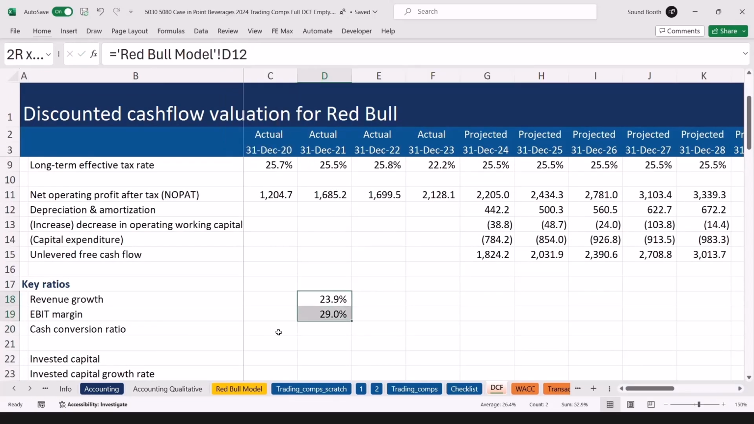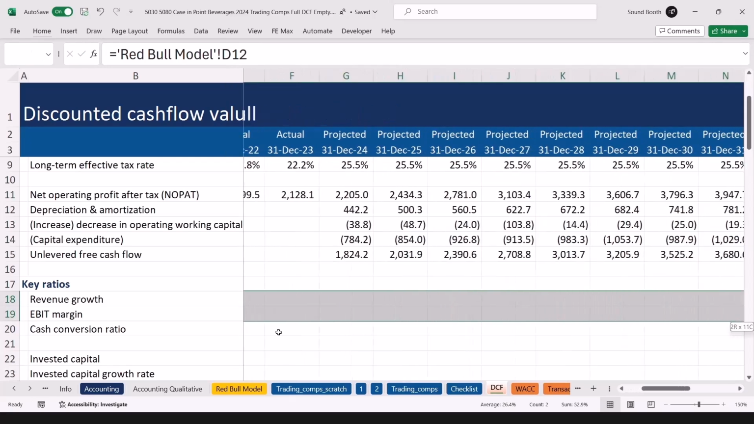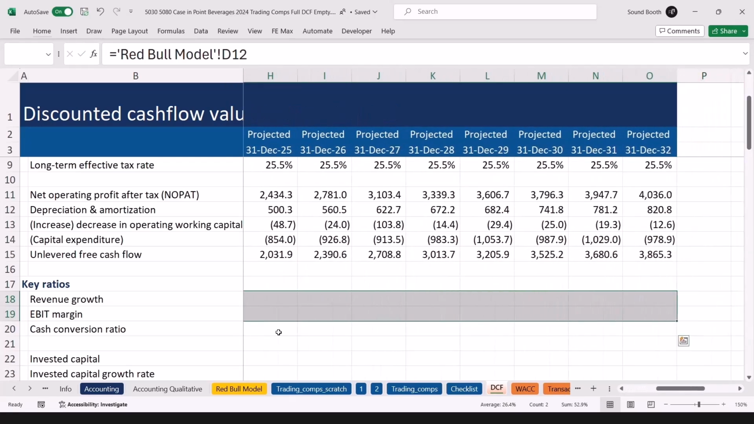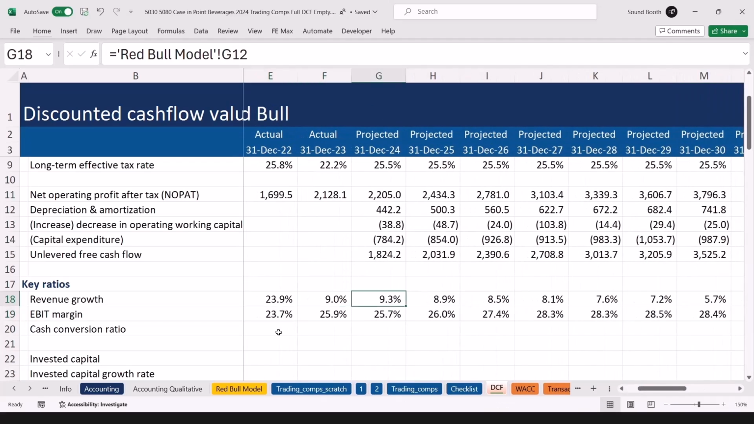And then I'm going to copy this across because I can't calculate the cash conversion ratio until I've got my free cash flows. The cash conversion ratio measures what percentage of NOPAT is converted into free cash flow. So I can take my unlevered free cash flow and divide it by the NOPAT. So in 2024, about 82% of NOPAT converts into free cash flow.